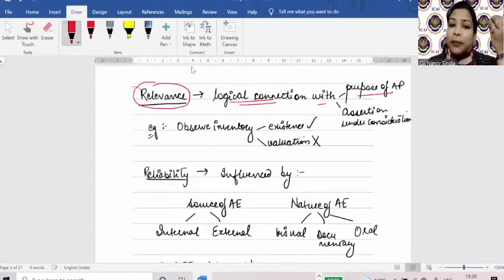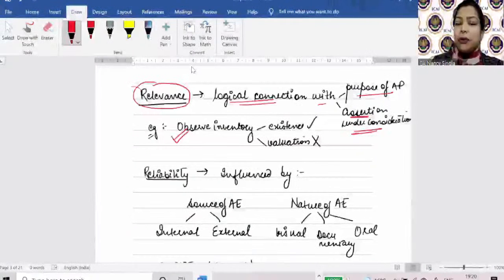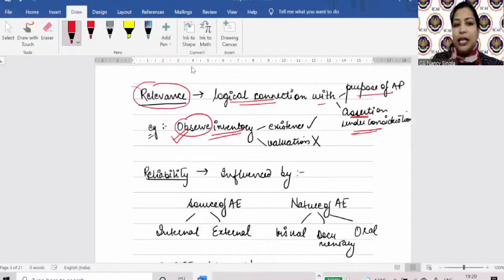So whatever audit evidence has been obtained, it should have a logical connection with the purpose for which the audit procedure has been performed, and what assertion the auditor wants to check. I mentioned an example of physical counting performed by employees of the company, that is called what? Observation. Okay? So when the auditor is observing the inventory, he will be able to be sure about the existence assertion, that this inventory exists.